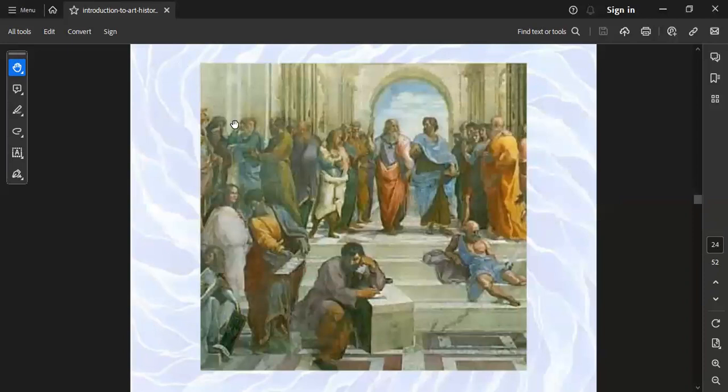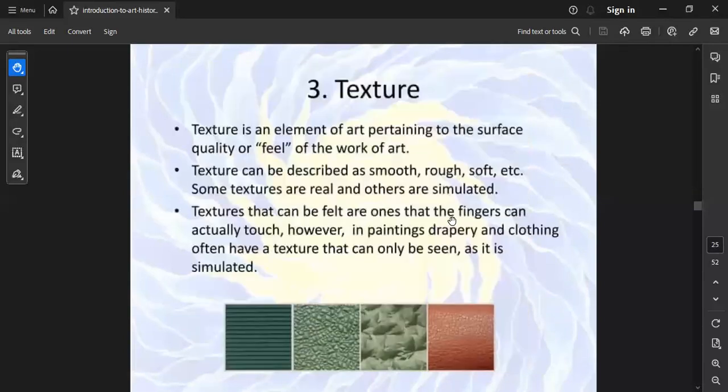This is again one part of the linear perspective, and along with the linear perspective, you can also see that intricate detail has been maintained for the human figures as well. Even texture, use of texture was there.